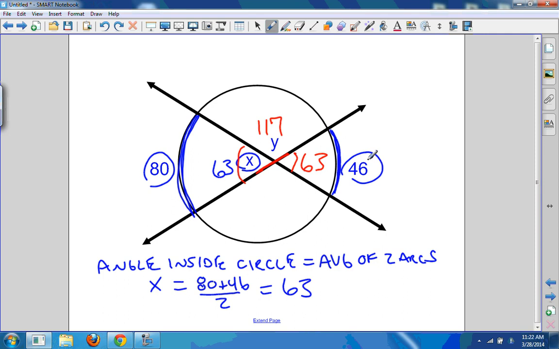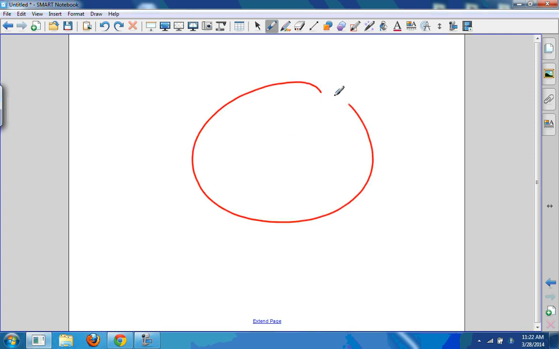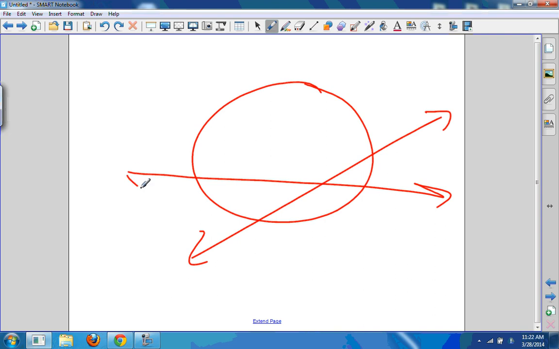This works for any circle with lines intersecting. So if I make a circle, I have two lines that intersect here and here. If I want to know this angle x, it's going to be the average of the two arcs here. So that arc and that arc. If I want to know, say, this angle y, it's going to be the average of this giant arc and this arc here.